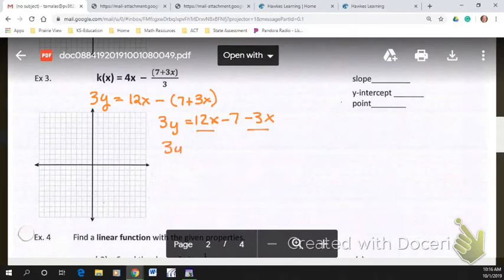Yeah, so what's 12 minus 3? 9x. And then divide everything by a 3, and I get 3x minus 7/3. So this one is not necessarily a fun one to graph. So when you tell the computer to graph this thing, it may just ask you for 2 points. So your slope is 3. What's your y-intercept? 0.